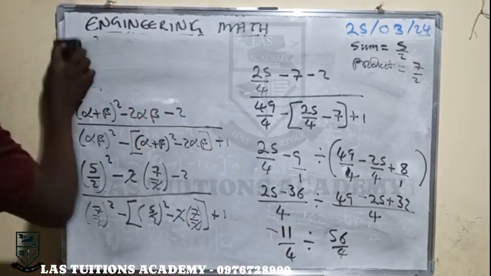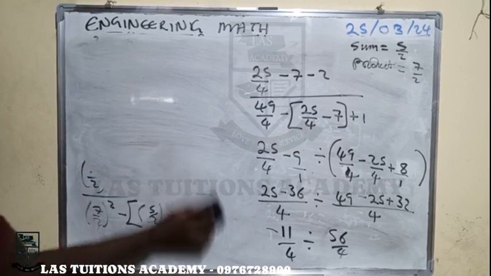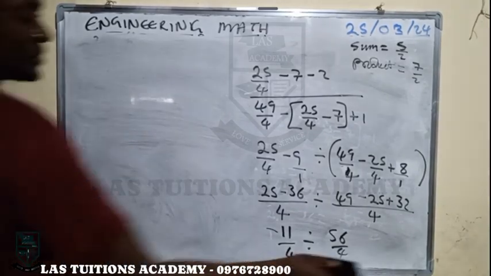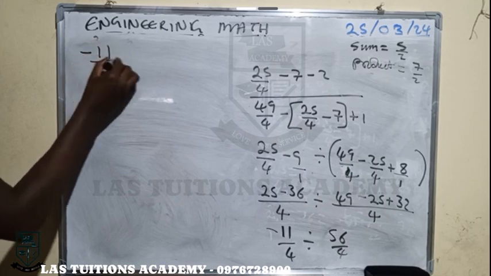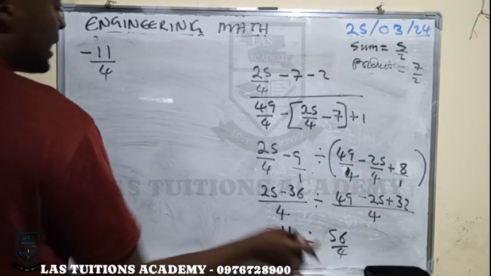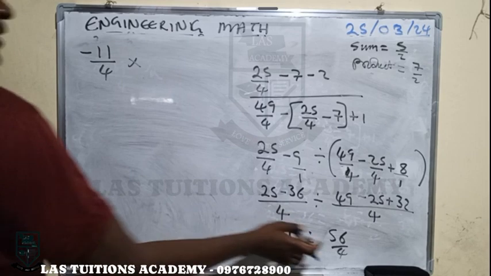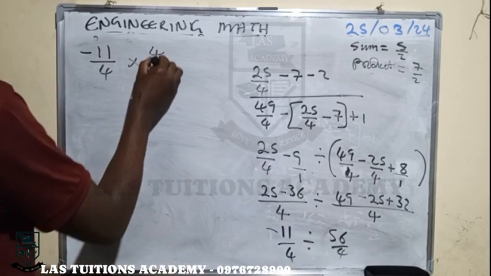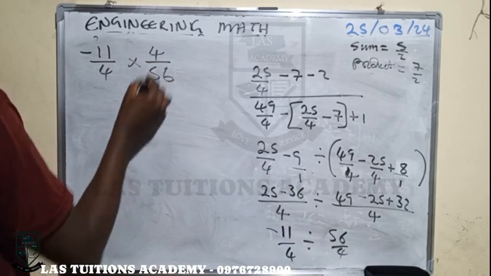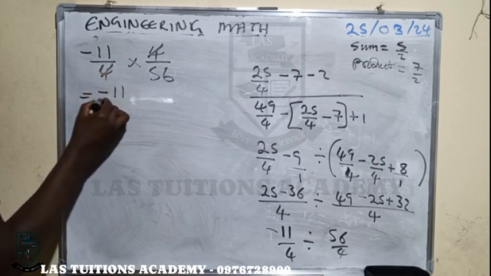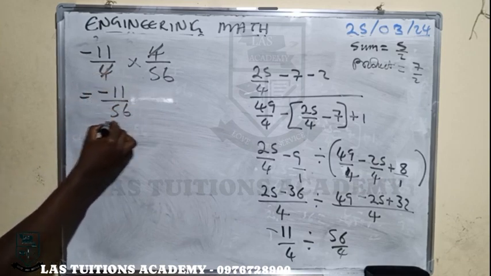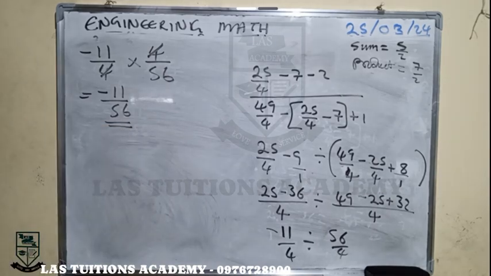So then from there, from there now we have negative 11 over 4 times, we reciprocate this, times 4 over 56. So this and that cancels. So we remain with negative 11 over 56. So this is the value that we get.